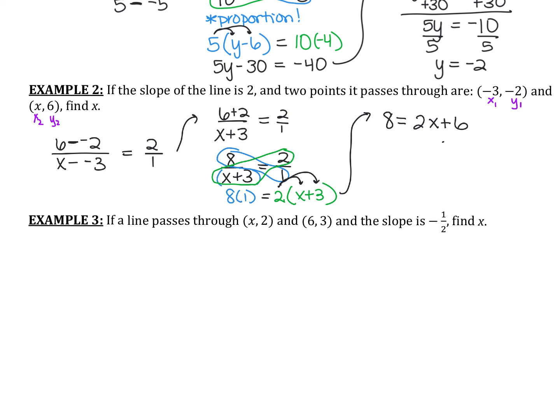Now let's solve. Negative 6. We get 2 equals 2x. Divide by 2. We get x equals 1. How'd you do? Okay. Finally, try the last problem. If a line passes through x, 2 and 6, 3, and the slope is negative 1/2, find x. So hit pause and try the last one.